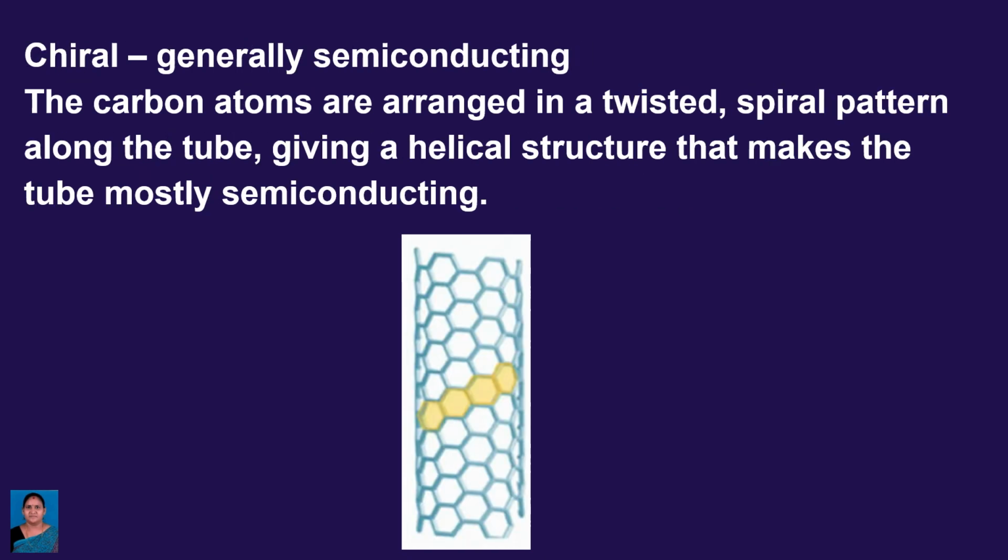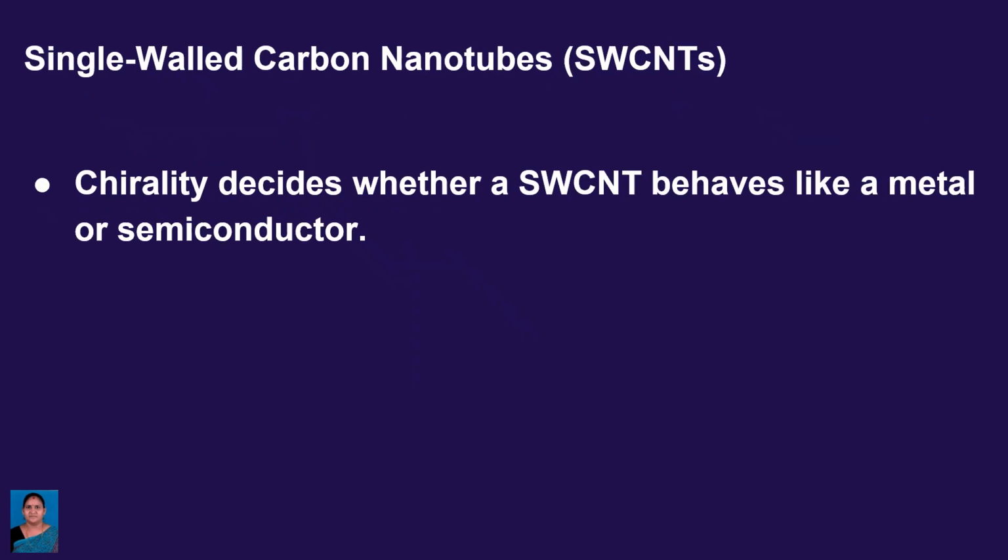Chiral: the carbon atoms are arranged in a twisted spiral pattern along the tube, giving a helical structure that makes the tube mostly semiconducting. Chirality decides whether a single-walled carbon nanotube behaves like a metal or a semiconductor.